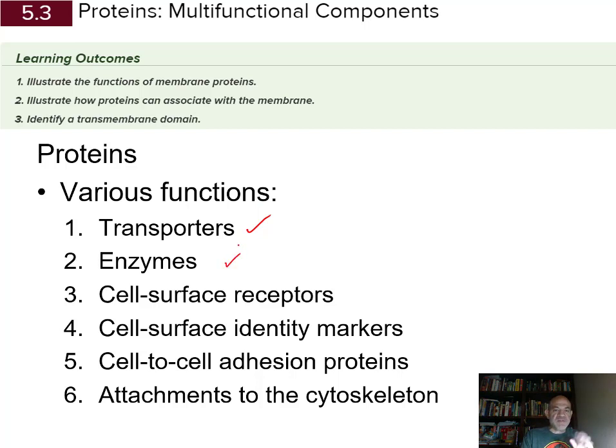Some of them serve as enzymes, and enzymes help run metabolism. These are globular proteins that attach to the reactants of a reaction going on within the cell, and then help promote that reaction or speed up the reaction. Some of them serve as receptors. Some of them serve as those identity markers, part of that glycocalyx we mentioned earlier. Some of them are adhesive in nature and help bind cells to cells, and then some of them are attached to the cytoskeleton for perhaps anchoring.